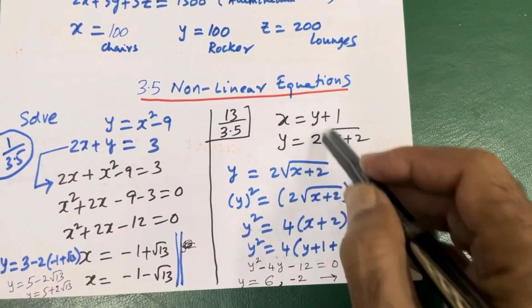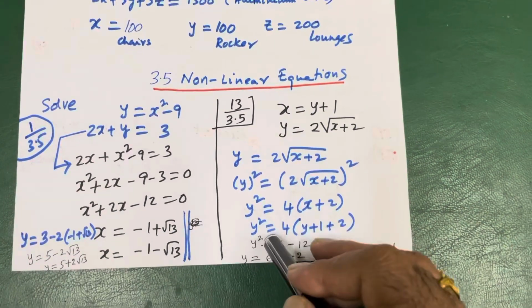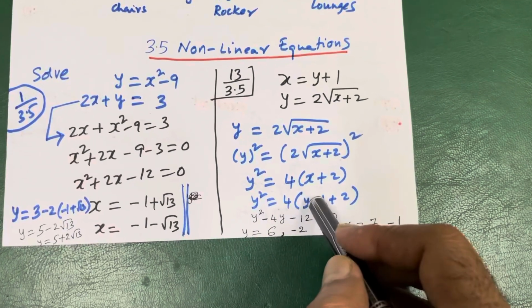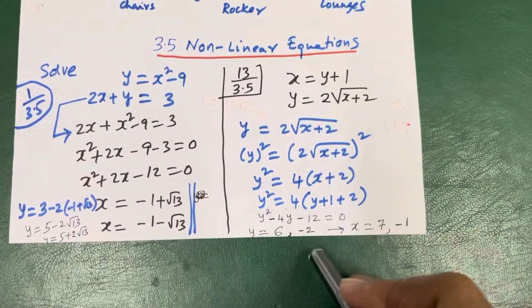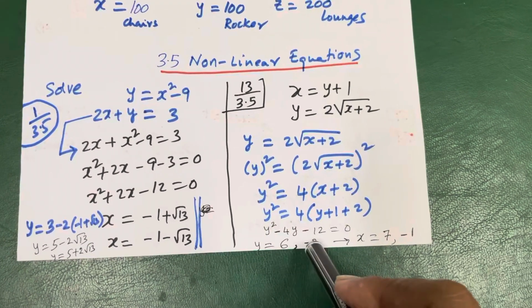Here x is replaced with y plus 1. So x replaced with y plus 1 plus 2. Bring everything to the left. y square minus 4y, minus 12 is equal to 0. Use calculator mod 5 3. You get y is equal to 6 and minus 2.